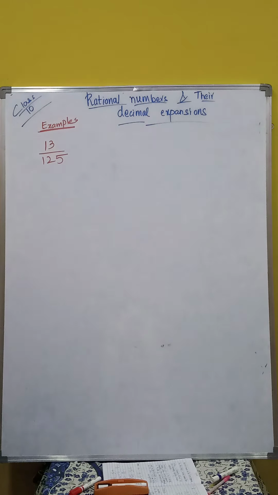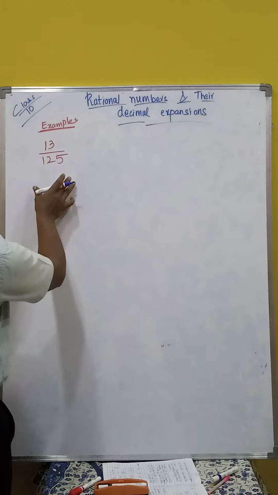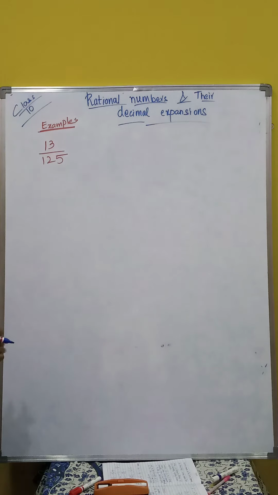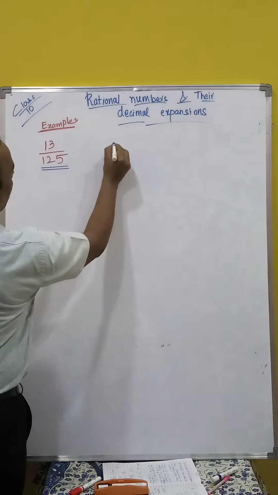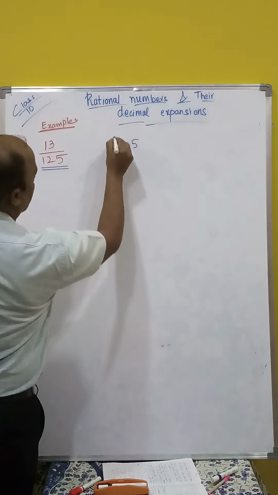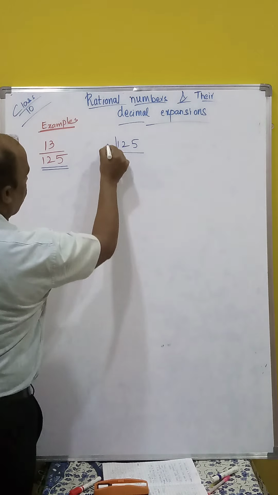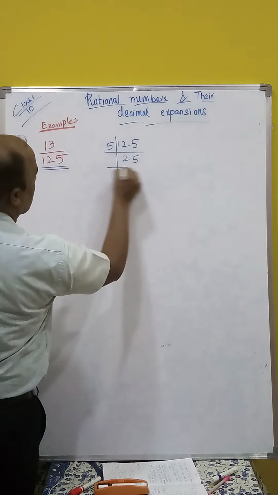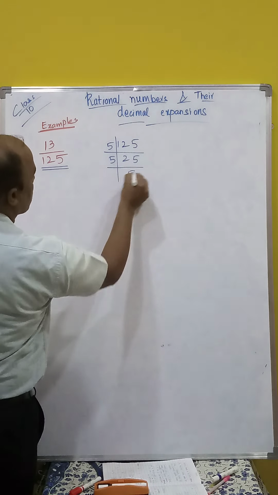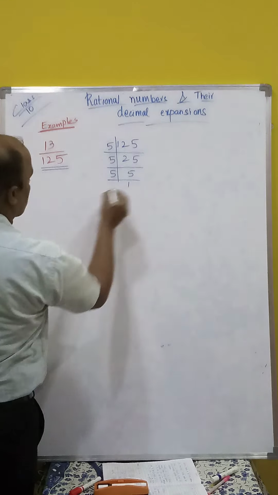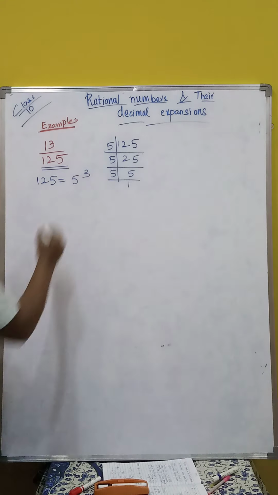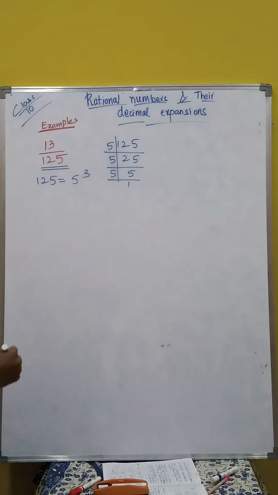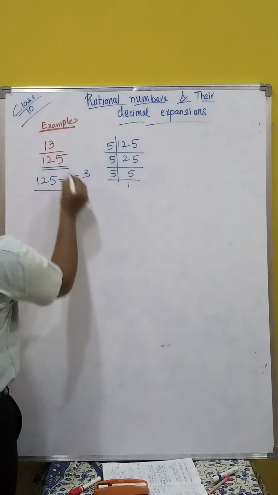Students, now you solve one more example, that is 13 by 125. Now, what is the denominator here? 125. 125, 5 25s, again 5 5s and 5 1s. 125 is equal to 5 cube.